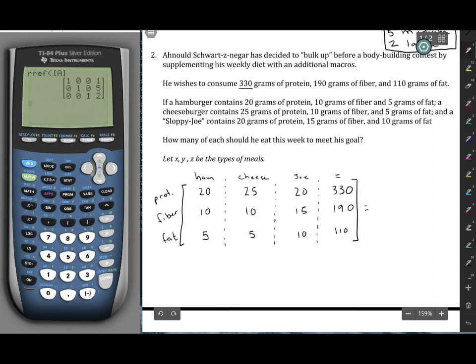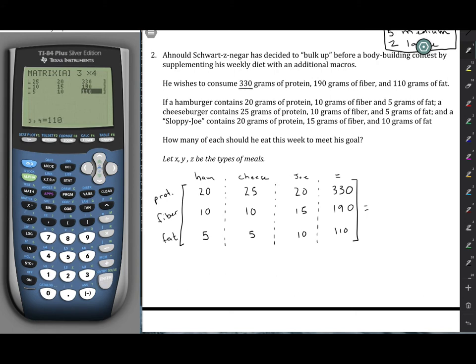So there's the matrix. Once you have it set up, you can solve it. So back into matrix world, over to edit, 3 by 4. That's what they'll usually be with these cases. 20, 10, not 10, 25, sorry. 20, 25, 20, and 330. Be careful typing things in the matrix, as I almost made a mistake there. And 5, 5, 10, 110.